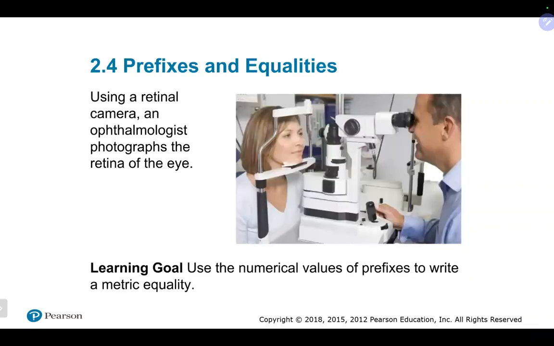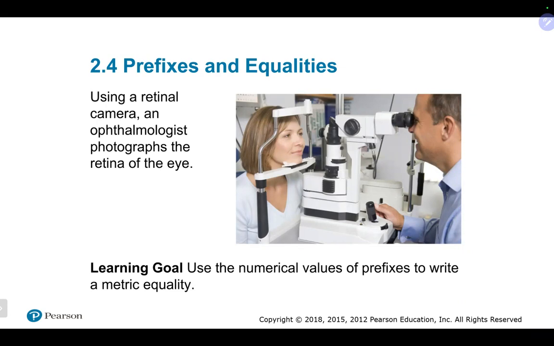All right, any questions on sig figs, calculations, those types of things? Okay, we're going to switch over and talk a little bit about doing some calculations, with conversion factors, equalities, and prefixes.